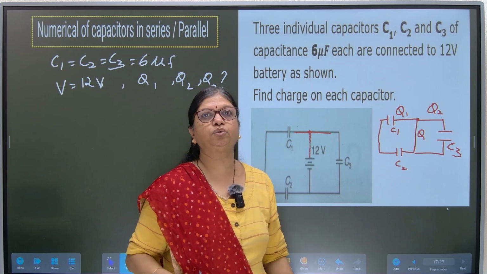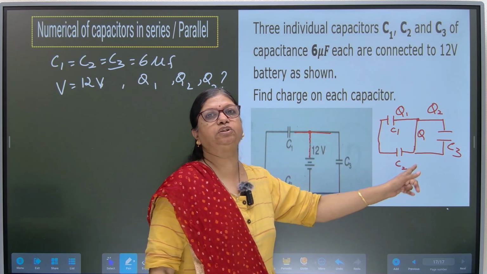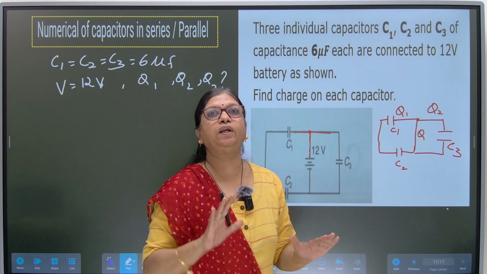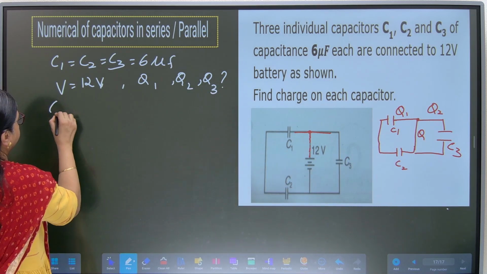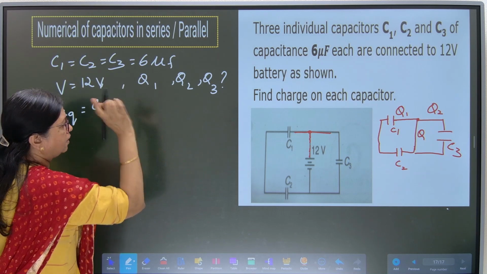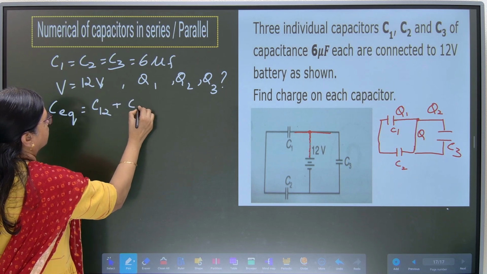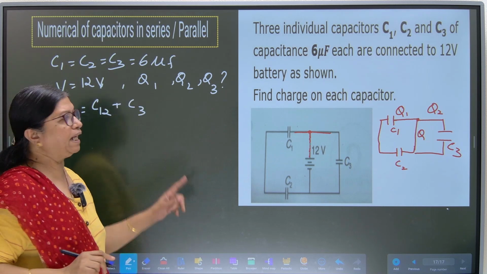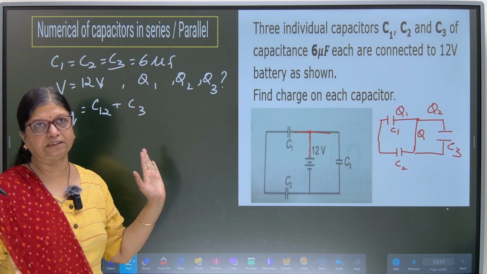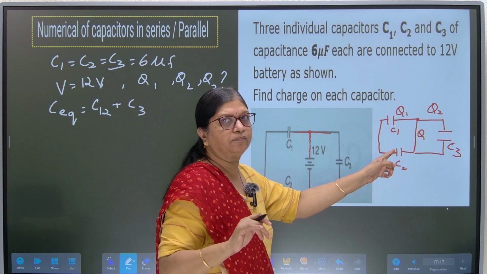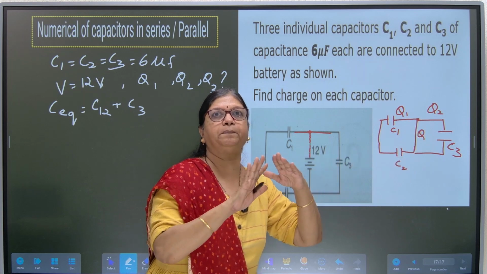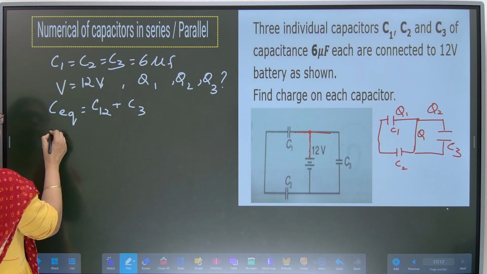We can see C1 and C2 are in series, and the answer which we get from C1 and C2 is parallel to C3. So what is C equivalent? C equivalent is C12 parallel to C3. So we get the equivalent capacitance as C12 plus C3. In parallel, you add up the capacitance. So C12 plus C3, because this branch and that branch are in parallel with each other. Now what is C12?